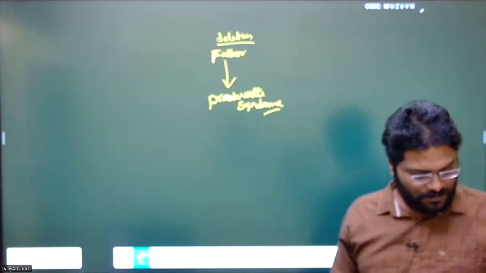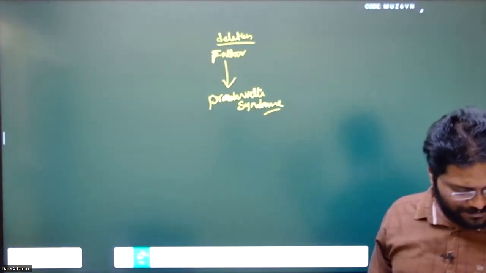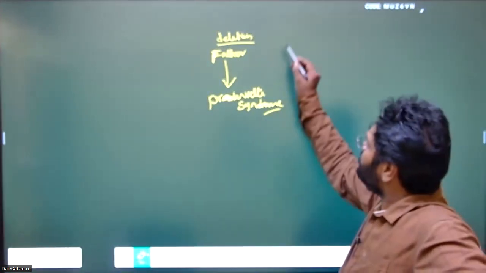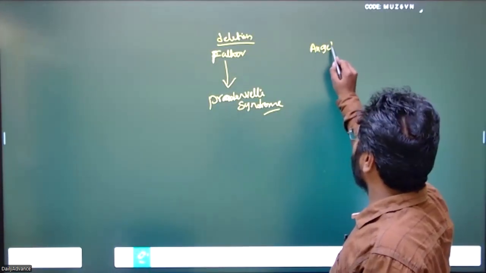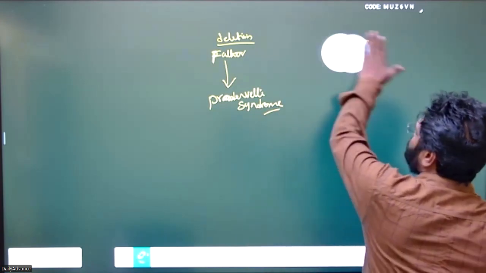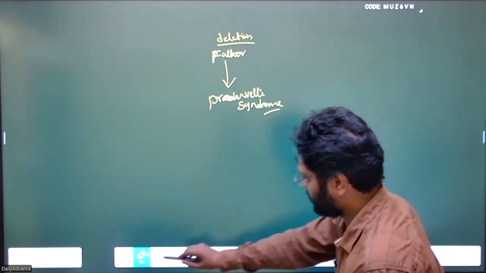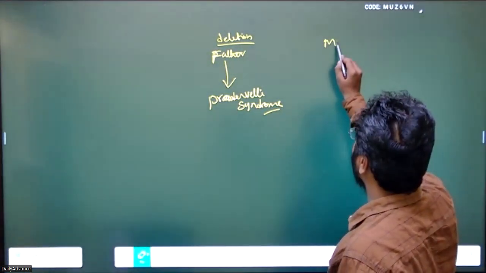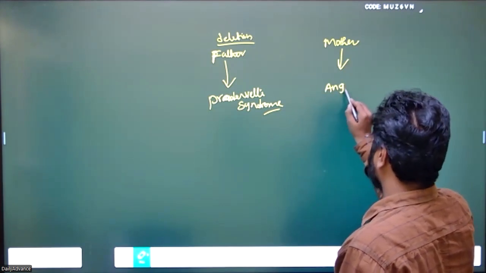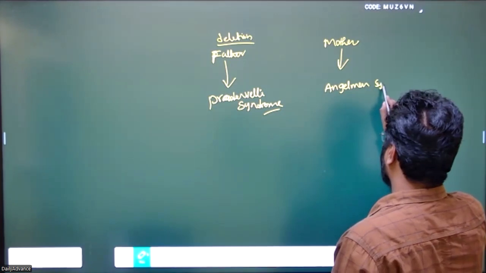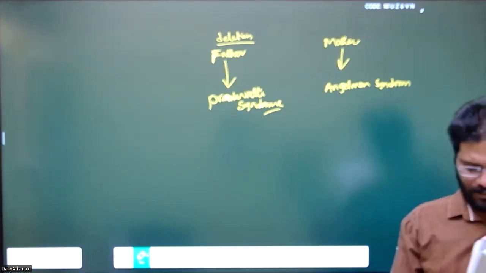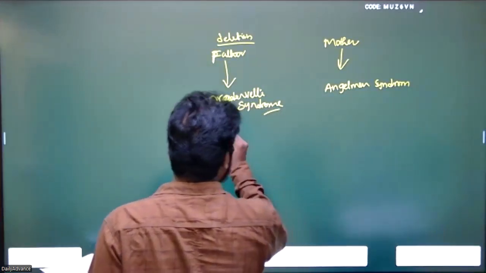If the same disease is inherited from the mother's side, we call it Angelman syndrome. So Angelman syndrome, mother to offspring. You can see how it is different. Different names mean different symptoms.